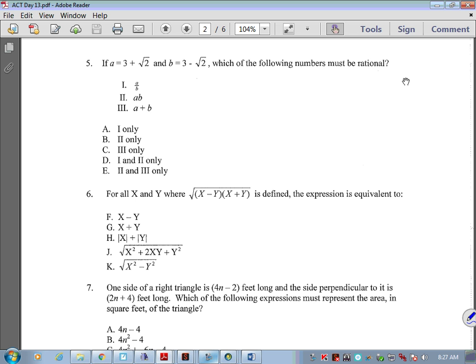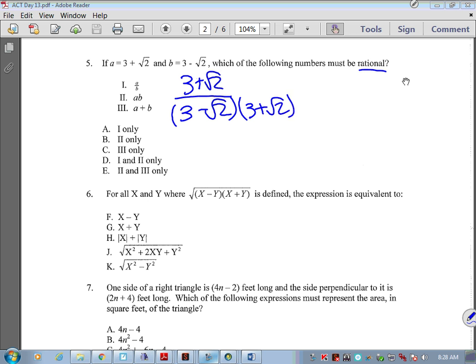So 3 would be 3 plus radical 2 over 3 minus radical 2. Remember, we want these to be rational. Okay, that's different than real. In order to solve 3 plus radical 2 over 3 minus radical 2, I'd have to multiply by the conjugate, which is something we've done. So that'd be 3 plus radical 2 over 3 plus radical 2. Okay, and we'd go ahead and solve.